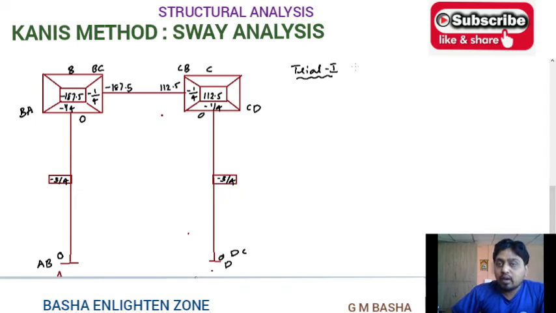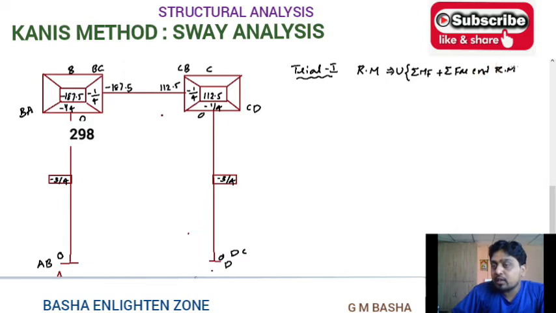So for trial 1, I already gave one formula to remember the procedure. If you want to calculate the rotation moment, that is mu into sum of the fixed moments plus sum of the foreign rotation moments. Here we have to add one more point extra, that is sum of the displacement contribution, meaning displacement moments.